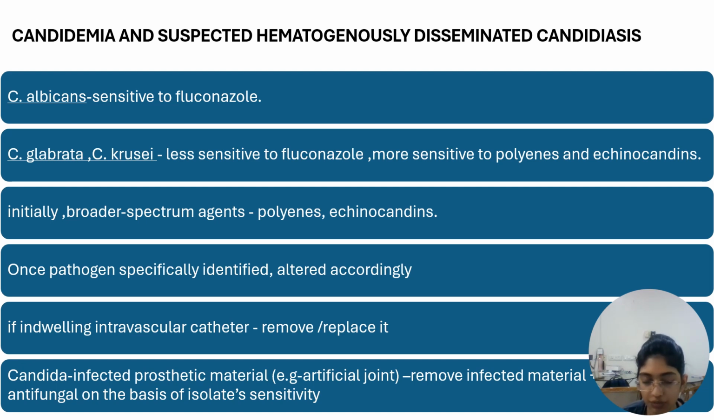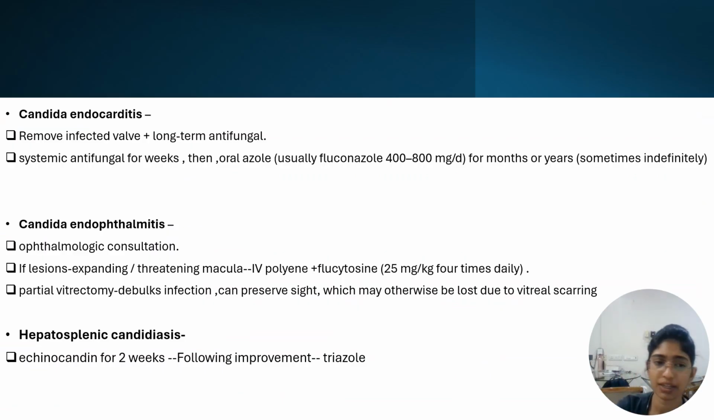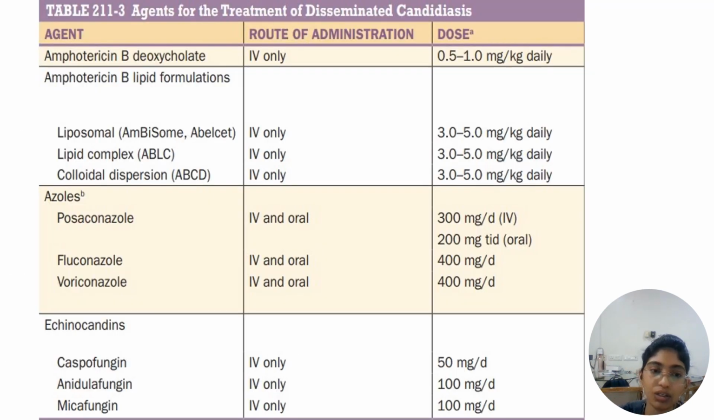And if the patient has any infected prosthetic material like an artificial joint, then we have to remove the infected material and give antifungal based on the sensitivity of the species. In Candida endocarditis, we have to remove the infected valve and give long-term antifungal treatment. Candida endophthalmitis, as I said, we can do partial vitrectomy. It can preserve the site by debulking the infection. For hepatosplenic candidiasis, we have to give echinocandin for 2 weeks. After that, shift to triazole.